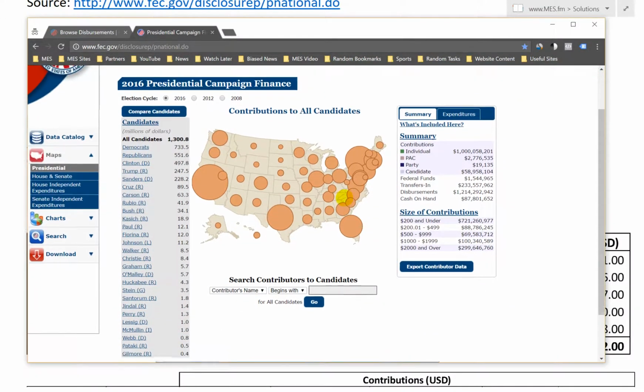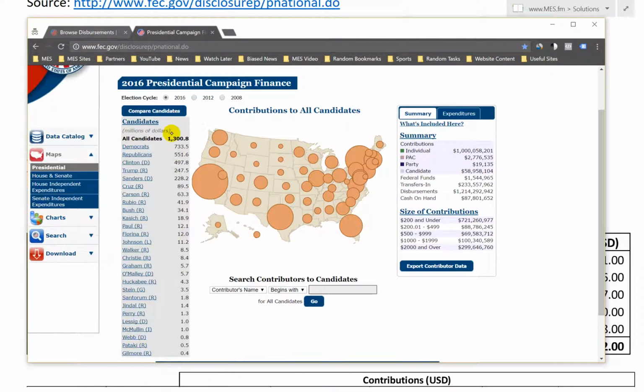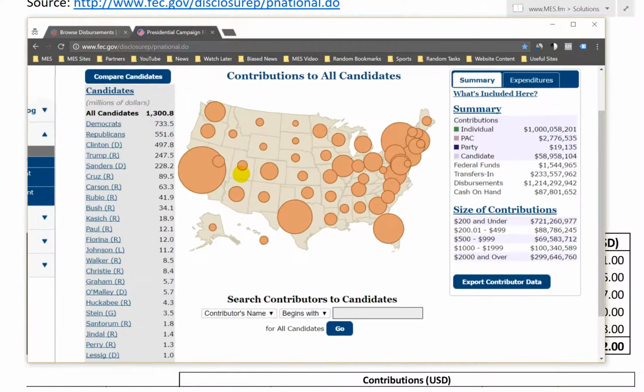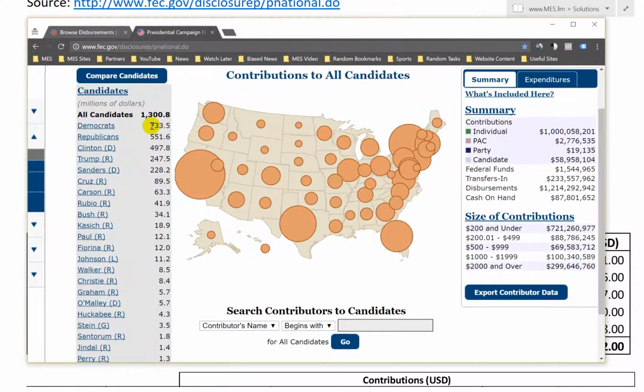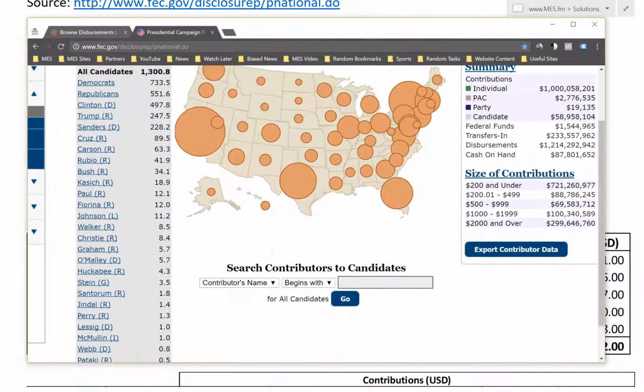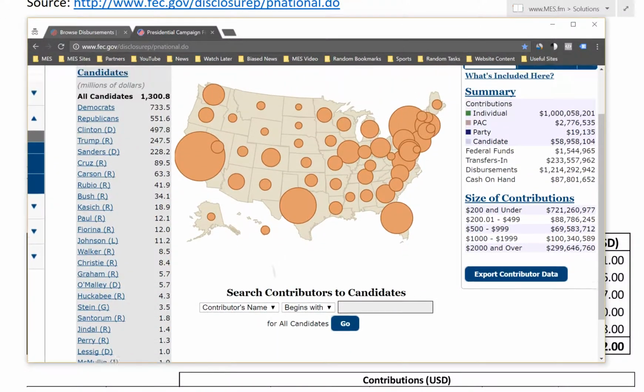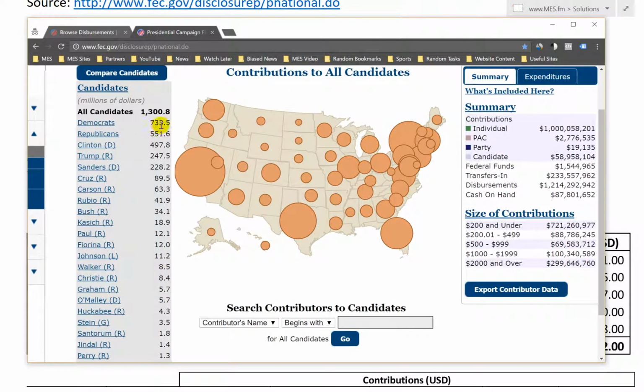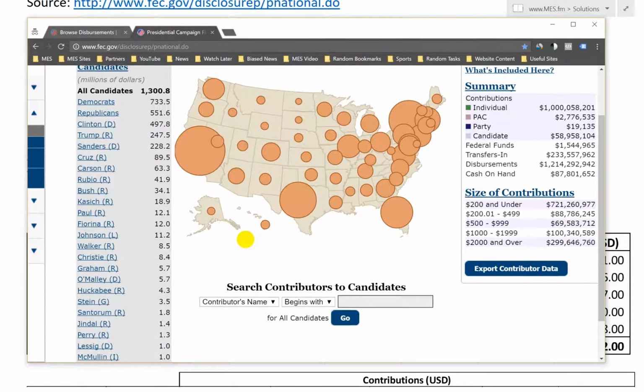What you'll see is it shows the total contributions to each candidate. There's $1.3 billion raised by the sum of all the candidates. Democrats had 700 million, Republicans 500 million, and then Clinton had the highest contributions at just about 500 million, and Trump's about half at 247. And Sanders is pretty interesting. Bernie Sanders is almost caught up to Trump, even though he wasn't the Democratic nominee.